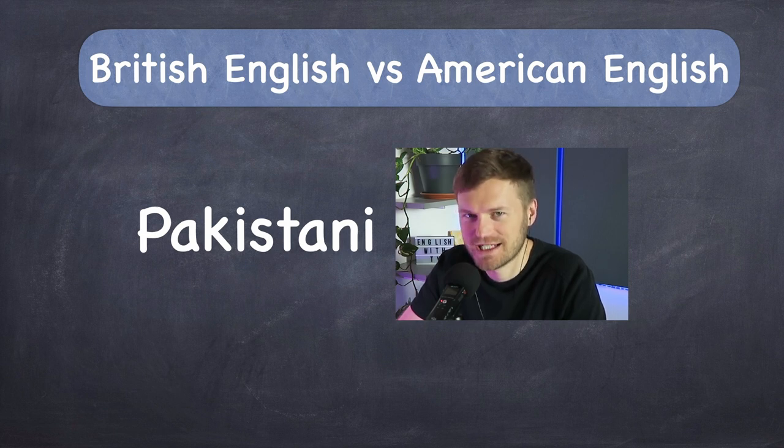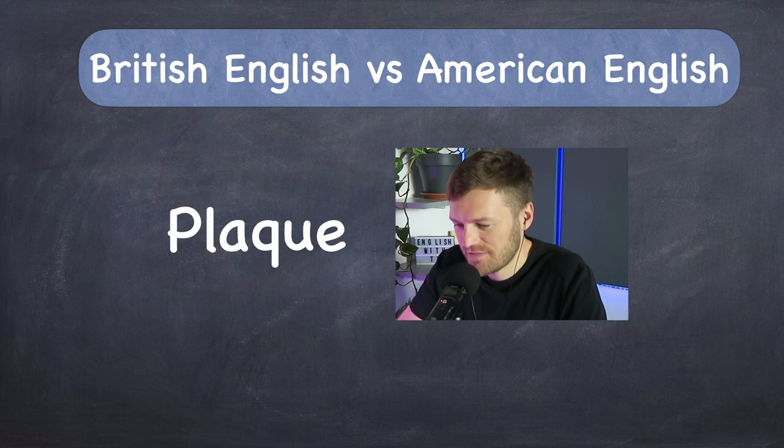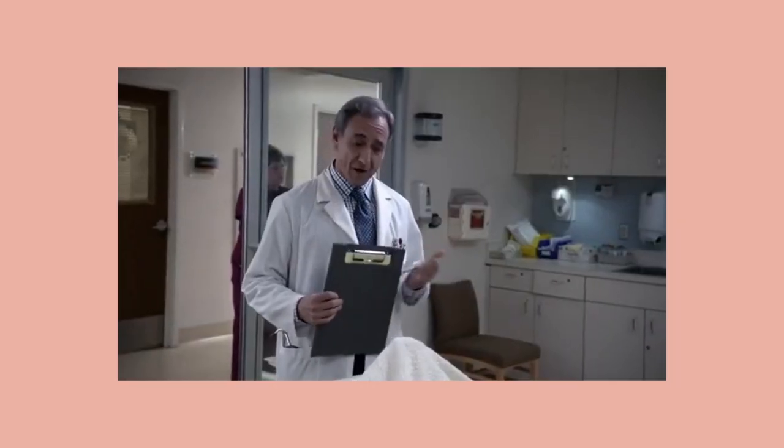With A-sounding A's. Next up, we have a word that is spelled P-L-A-Q-U-E. And in British English, it would be pronounced plaque with R, although some people in the UK might say plaque, but that is quite American as well. So in American English, it would be plaque. Here's an example of the American pronunciation. Minimal plaque, your heart is strong.